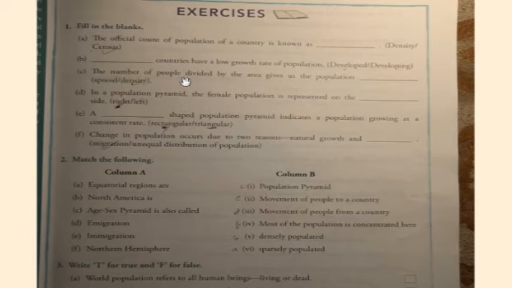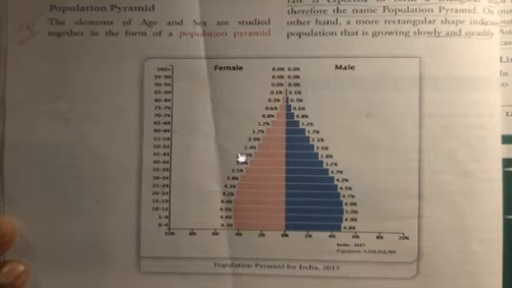And C, the number of people divided by the area gives us the population density. D, in a population pyramid, the female population is represented on the right side. Here it is given wrong. A wrong diagram is given over here. Males are represented on the left side and females on the right side here. This side female and this side male. So this is not the correct figure.